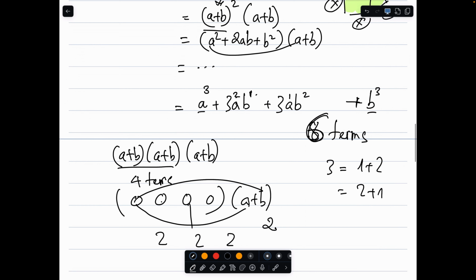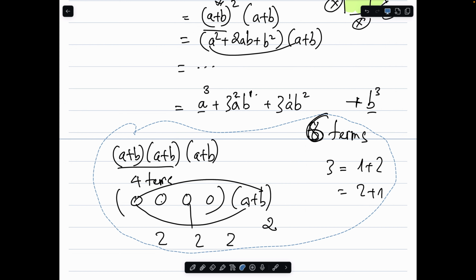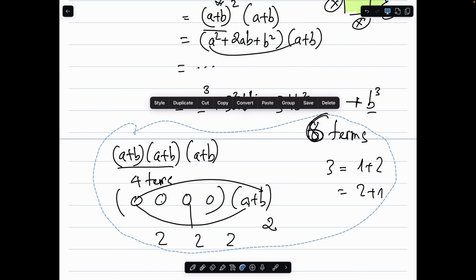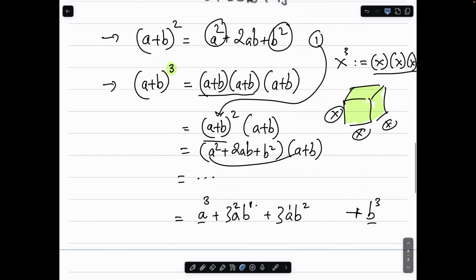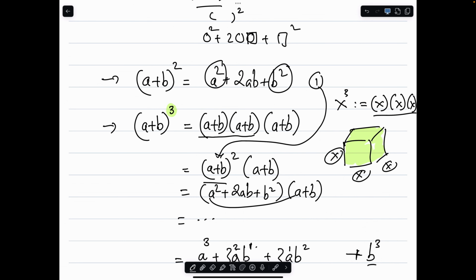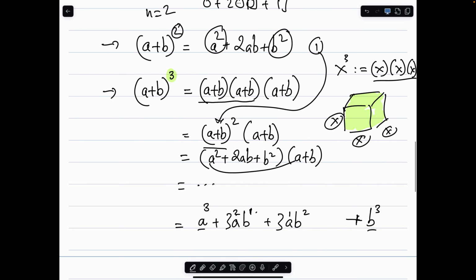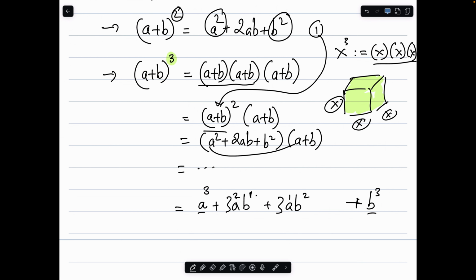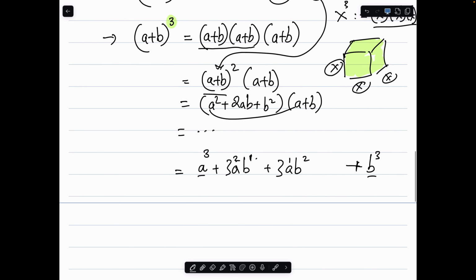You see, by having that habit, or by having a deep understanding of what is going on with a binomial expansion when n is 2, you have guessed and did it correctly. The expansion of a plus b power 3 is here. If you don't believe me, you do this tedious algebra, tedious expansion, and you see it's exactly like that.